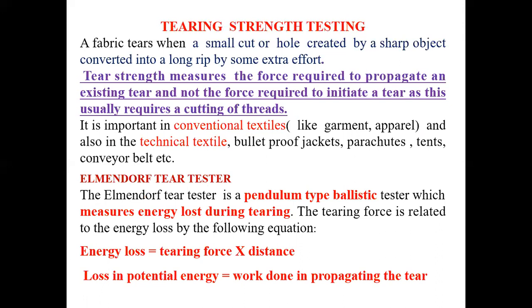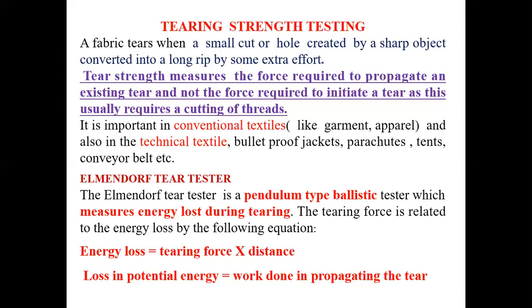Now, there are different types of testing instruments available, but the most common and most popular type of tear tester is the Elmendorf tear tester. And in this lecture, we will discuss the Elmendorf tear tester only, right? Now, the Elmendorf tear tester is known as a pendulum type ballistic tester. So let us see why it is known as the ballistic tester. It is known as the ballistic tester because the force applied is very high, but the duration of the force is very small. And such a kind of force is known as impact force.